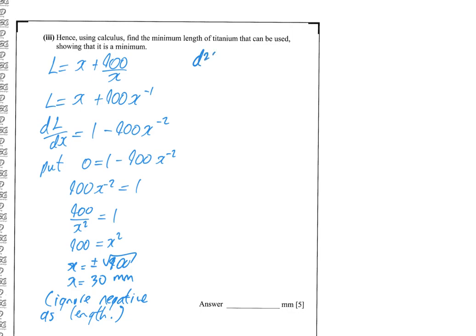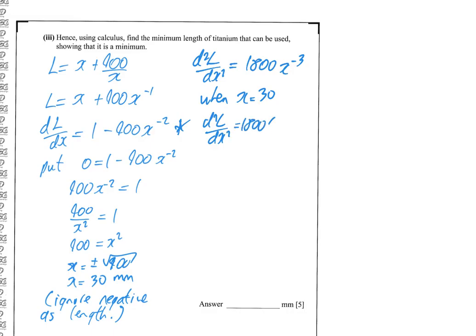So we're going to do that by looking at d2L by dx squared. If you do your d2L by dx squared, so differentiating this thing, you will get 1,800 x to the minus 3. So when x is equal to 30, d2L by dx squared is going to be equal to 1,800 times 30 to the minus 3. Don't really care what it is, I just care it is positive. Therefore, it is a minimum.